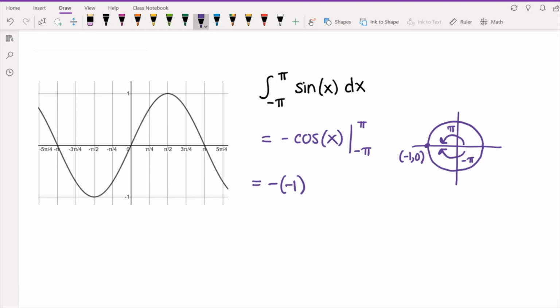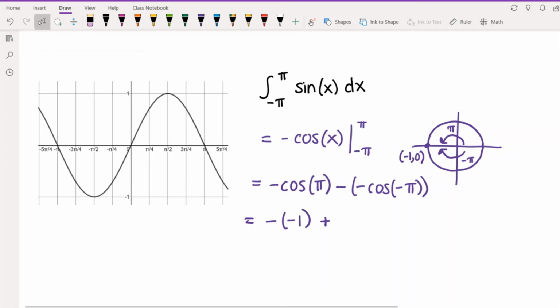And actually maybe let me write out one more step just so that you don't lose yourself in this arithmetic or algebra. So we have negative cosine of pi minus negative cosine of negative pi. So a lot of negative signs going on. And so negative cosine of pi is going to be -1. And then this becomes a plus. And then cosine of negative pi is going to be -1. I know that's a little confusing with all the negative signs. But so this turns out to be 1 minus 1, right? And so we get 0.